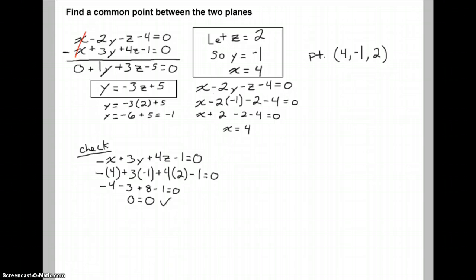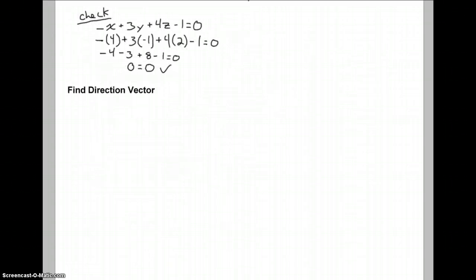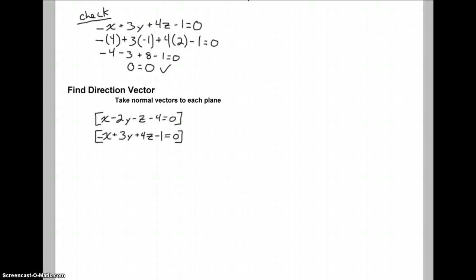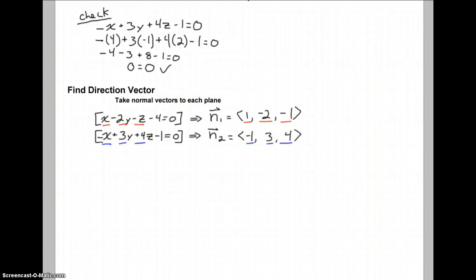Now that we have a point, we need to find the direction vector in order to fully realize the line of intersection. To do this, we first need to find the normal vectors of the two planes. Normal vectors are quite easy to define when we have the equation of the plane. I've highlighted where the vector values are coming from to make this easy to see. The direction vector we are looking for can be found by taking the cross product of the two planes' normal vectors.